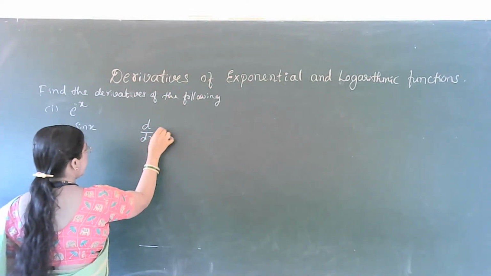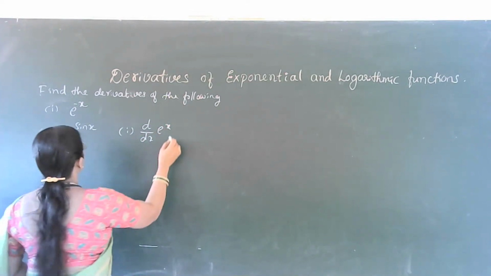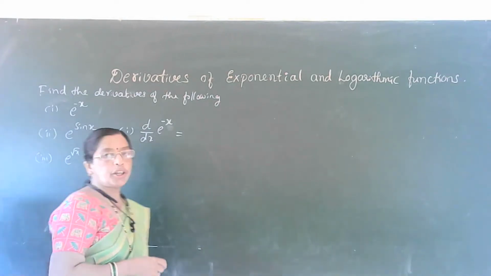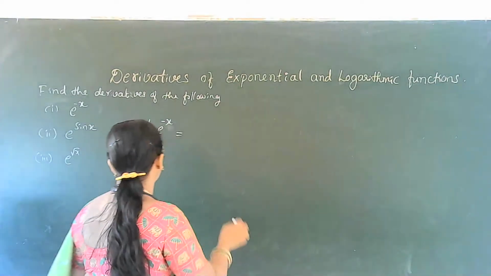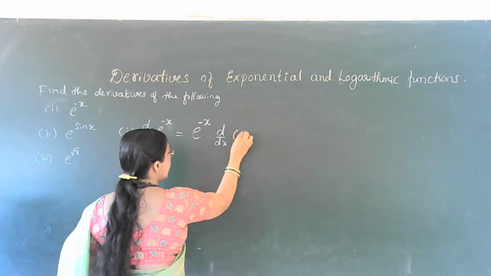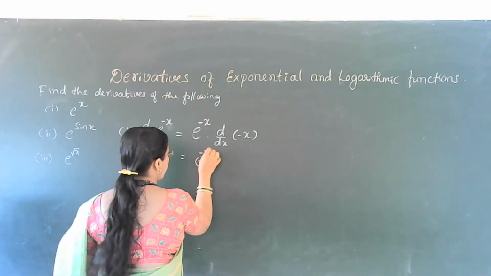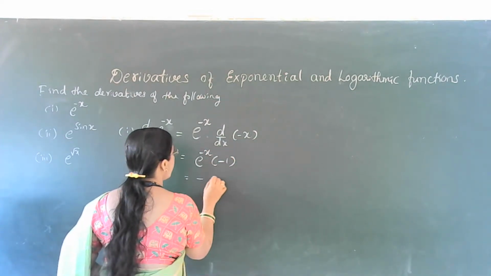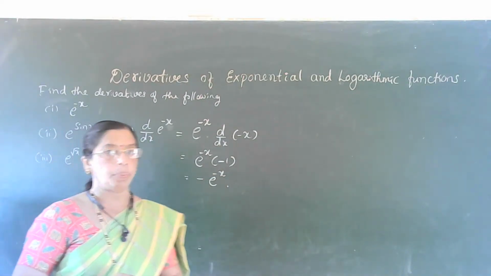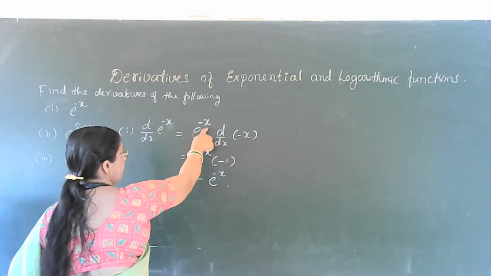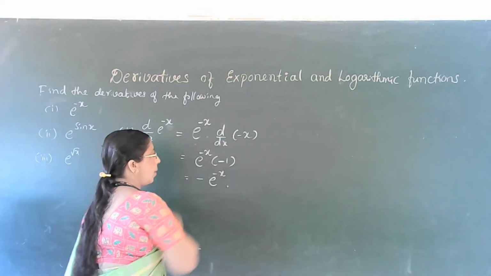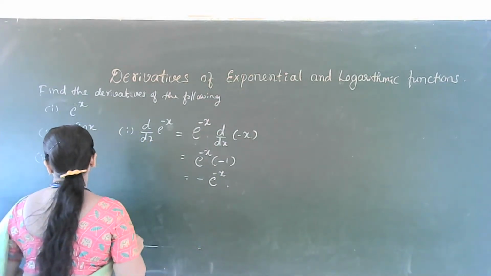d by dx of e to the power minus x is equal to e to the power minus x, since the derivative of e to the power x is itself, and then d by dx of minus x, which is minus 1. So it is e to the power minus x into minus 1, which is minus of e to the power minus x.